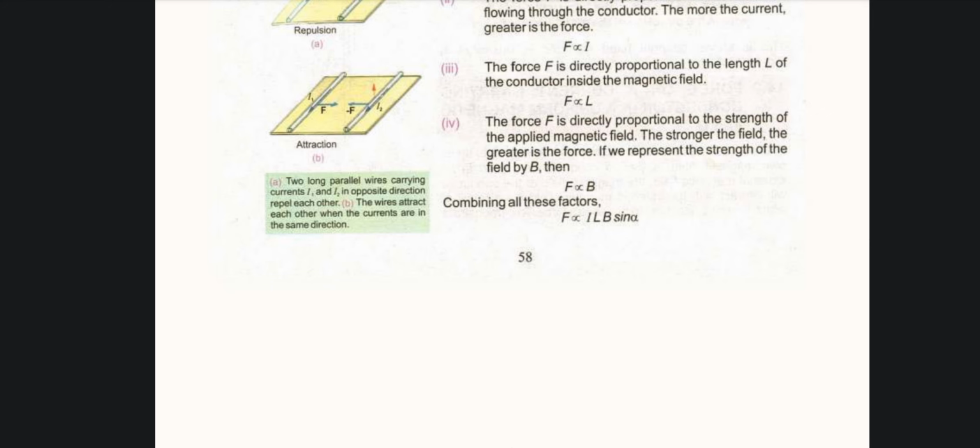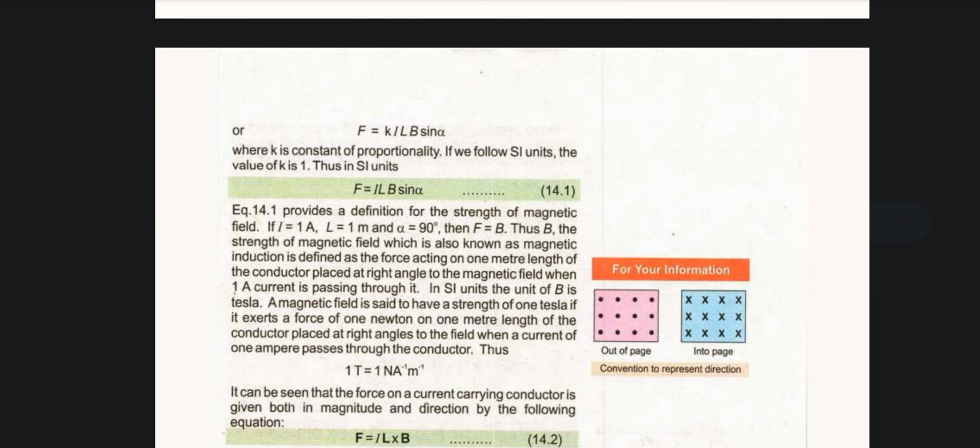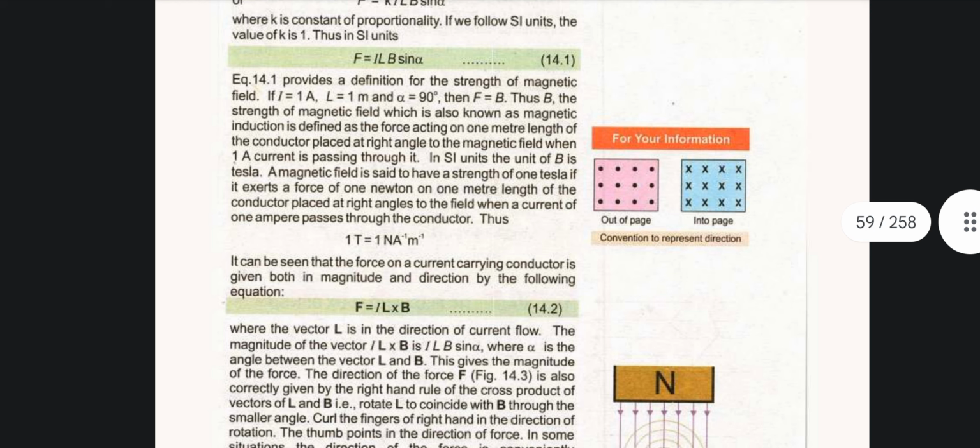And combining all the factors, F is directly proportional to ILB sine theta. Or F is equal to K ILB sine theta, where K is the constant of proportionality. If we follow SI units, the value of K is 1. Thus, in SI units, F is equal to ILB sine theta. Equation 14.1 provides a definition for the strength of magnetic field. If I is equal to 1 ampere, L is equal to 1 meter, and alpha is equal to 90 degrees, then F is equal to B.